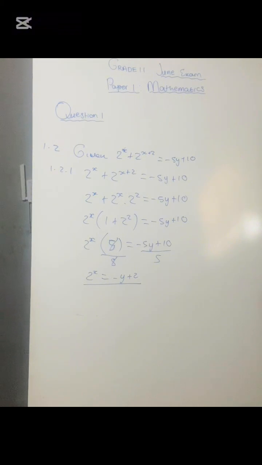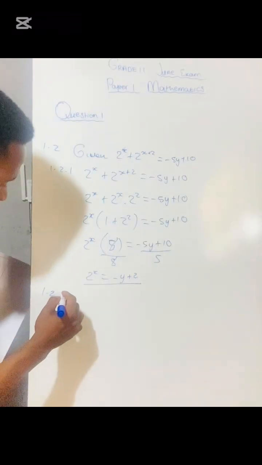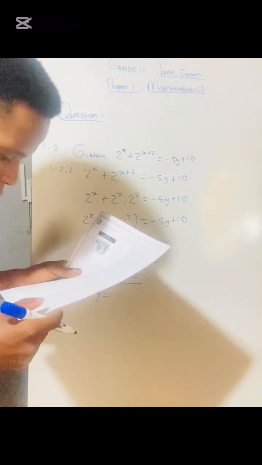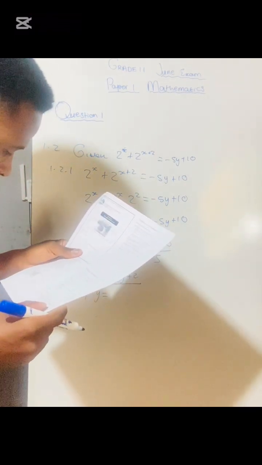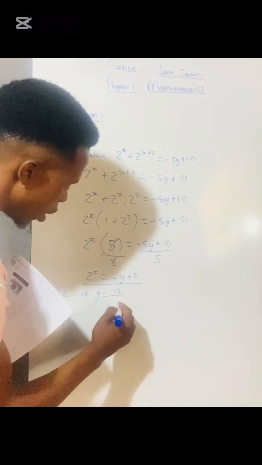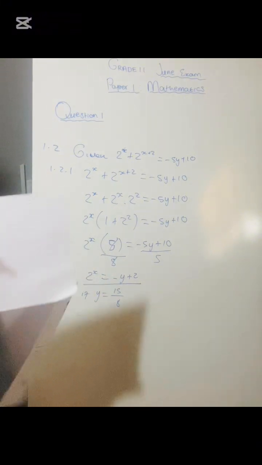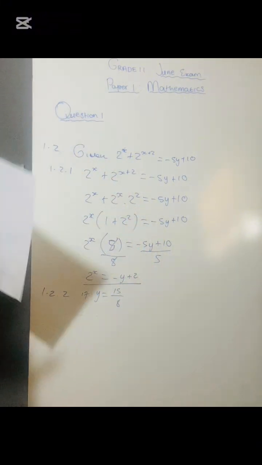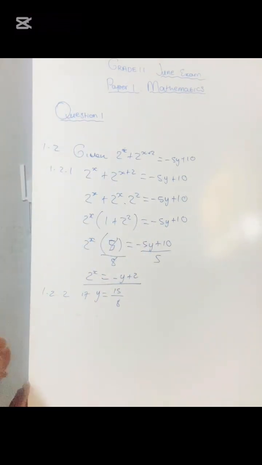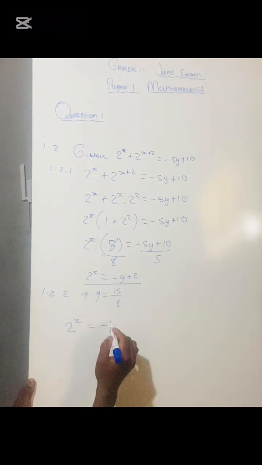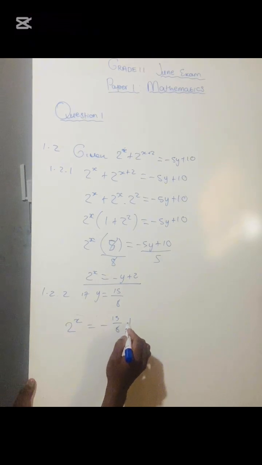Hence solve for x if y equals, okay, 1.2.2, they are saying if y equals 15 divided by 8, then we must solve for x. We have to get the value of x. We have to solve for x because now we know that, okay? Let me check now. Meaning we're going to have 2 to the power of x equals, when we see y, that means it will be negative 15 divided by 8 plus 2.